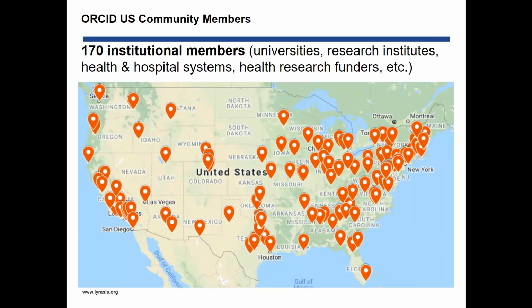It's mostly universities, but we also have some research institutes, health and hospital systems, and of course, some health research funders. We also have societies. Really, any nonprofit organization in the US can join our group. And if your organization is not yet a member of ORCID and you're interested in joining, please let us know.